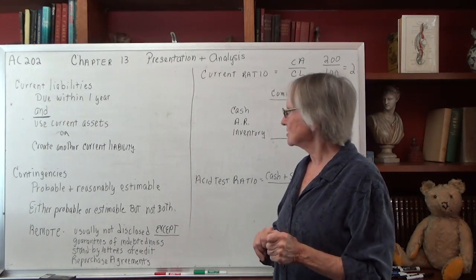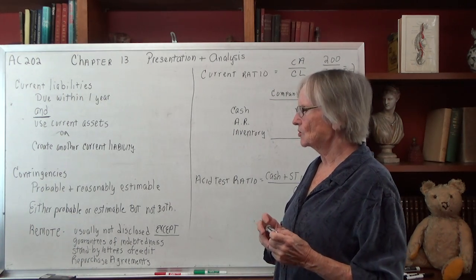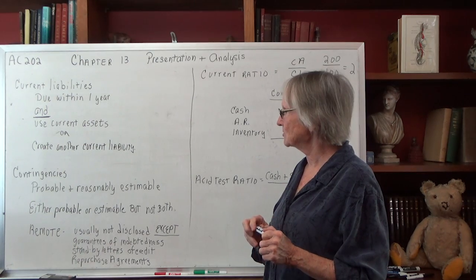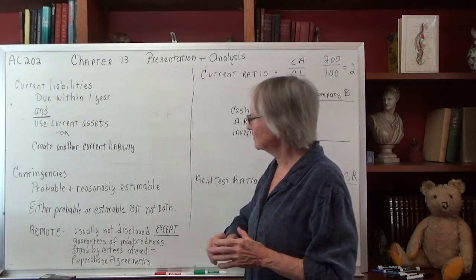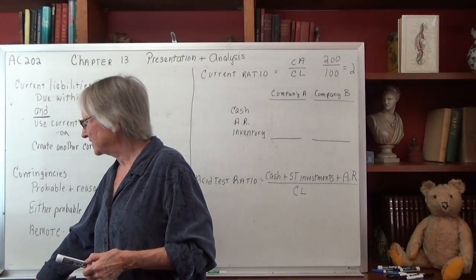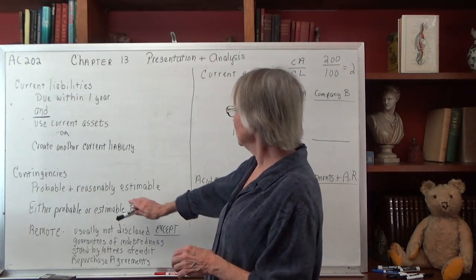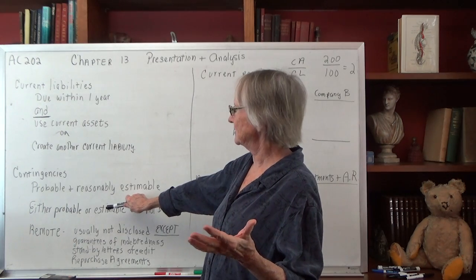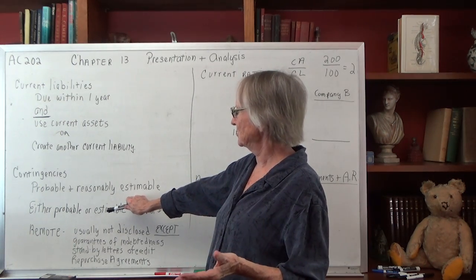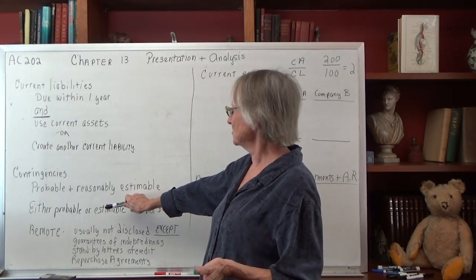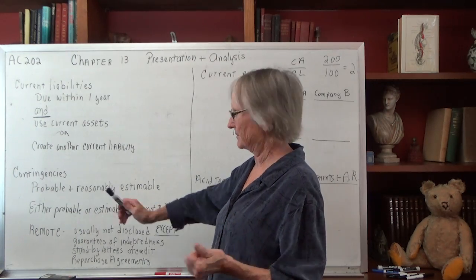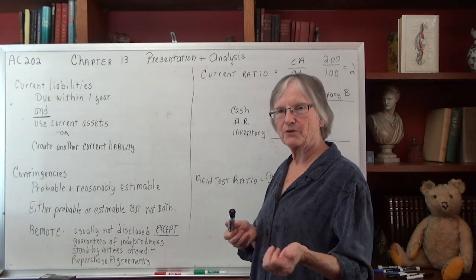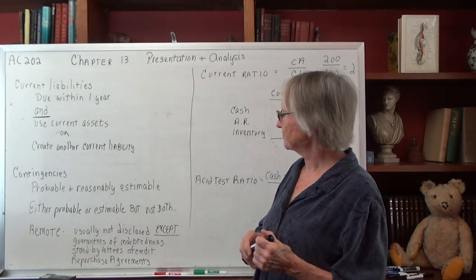Okay, so contingencies, these have to be disclosed in the notes to the financial statements. We do bring some of them on if they are probable and reasonably estimable. These are included as a contingent liability on our financial statements. These are the only ones that get recorded. So probable and reasonably estimable would be our warranty expense, some of the premiums and all of that.